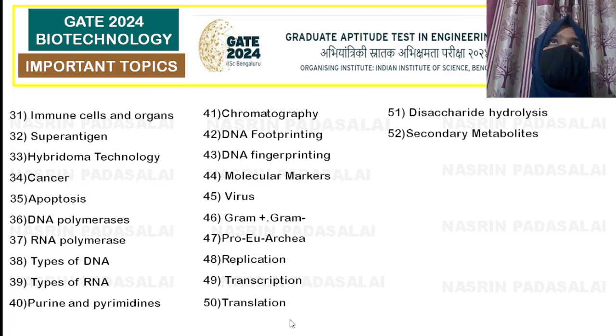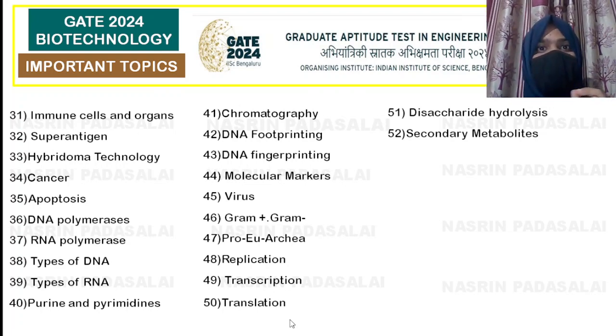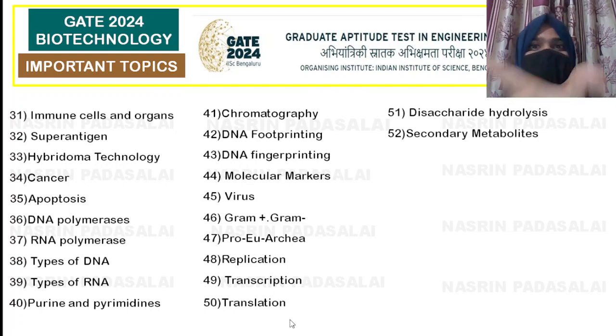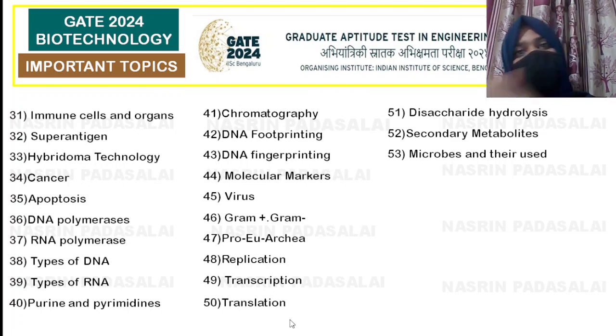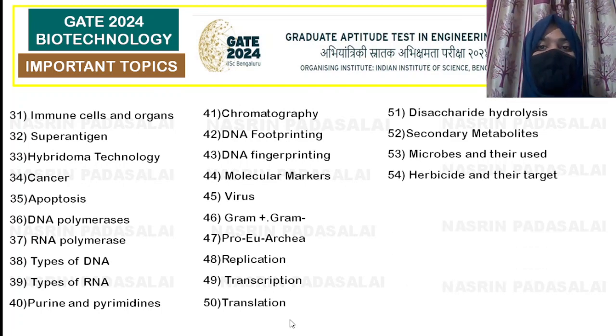Okay. Sometimes one question has been asked like vincristine, we all know it is taken from Catharanthus roseus, but it comes under which secondary metabolite, whether it is an alkaloid or a terpenoid. The question has been asked one time. Next is microbes and their application, like which microbe is responsible for fermenting yogurt, which microbe is responsible for the industrial production of citric acid, which microorganism is responsible for producing penicillin. Next is herbicides and the target enzymes, again very important.